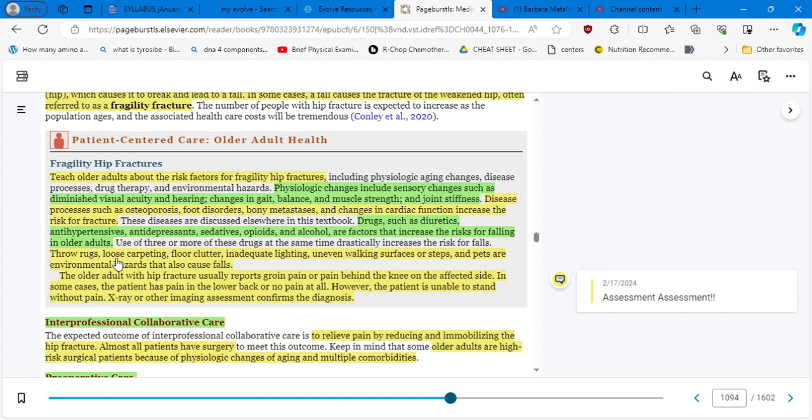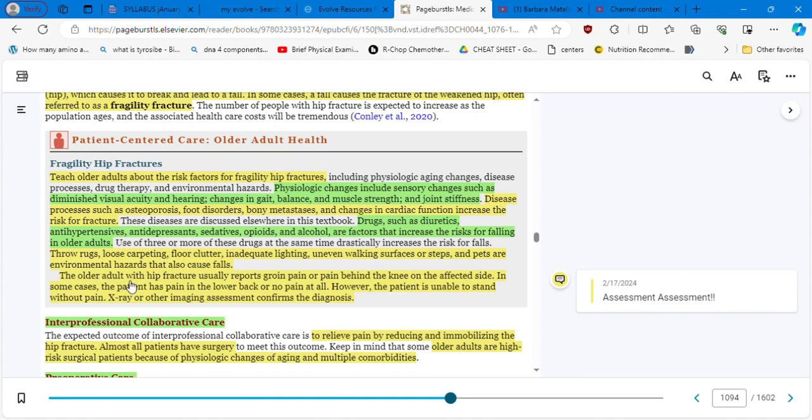Throw rugs, loose carpeting, floor clutter, inadequate lighting, even uneven walking surfaces or steps, and pets are environmental hazards that also cause falls. And why pets? Because they need to take the pet out for walking. So if the pets start running, we never know what's going to happen in the street.